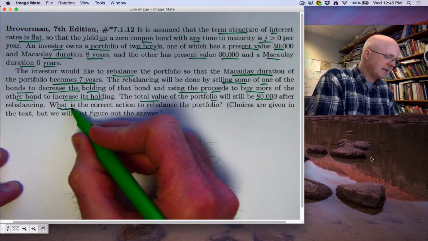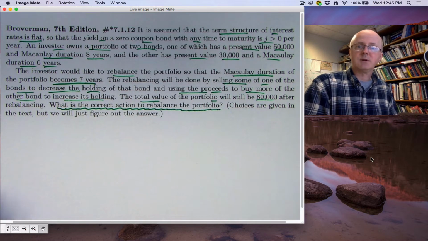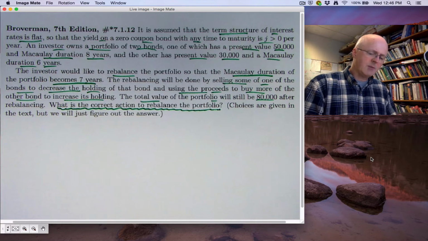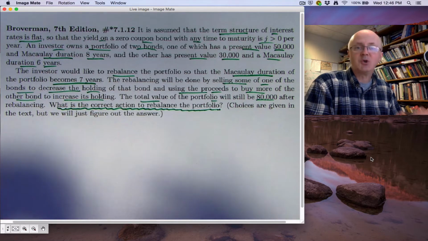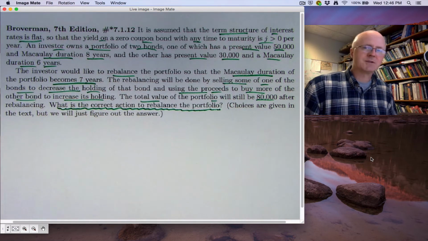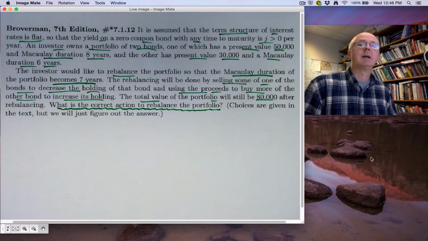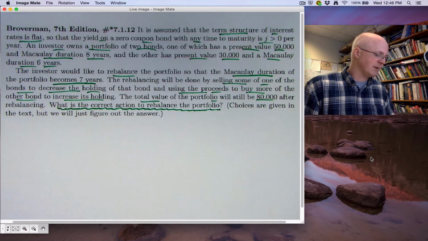The question is, what is the correct action to rebalance the portfolio? And if you look in Broverman's book, you'll see that there are choices given. I think it's 5 choices, but we're just going to figure out what the answer is. I want to approach this problem in 2 ways. We want to solve the problem first, but I want to solve it in an intuitive way first. What just makes intuitive sense? You should certainly develop such intuition, and it's certainly the quickest way to solve the problem. That'll be the first part of the video. In the second part of the video, I want to try to mathematically justify that intuition. That'll be the harder part of the video. And maybe you're just after the intuitive answer, and that's fine if that's all you're after.